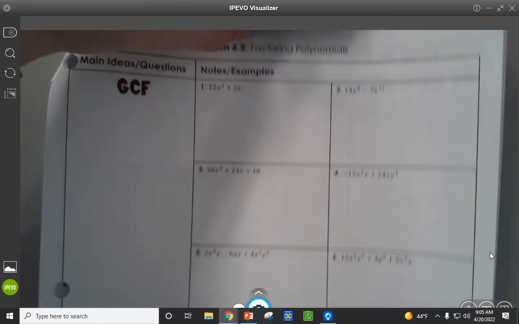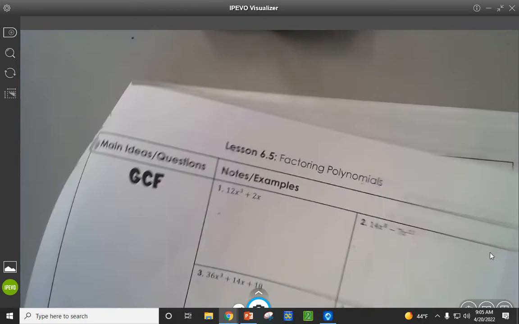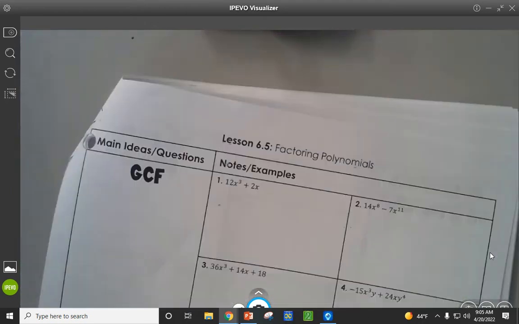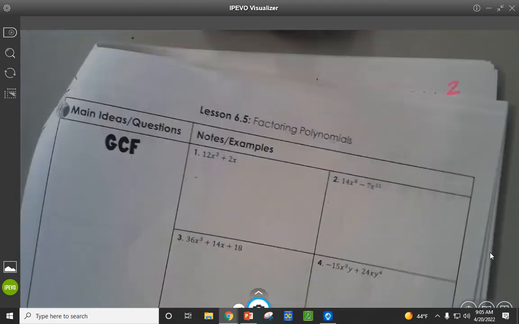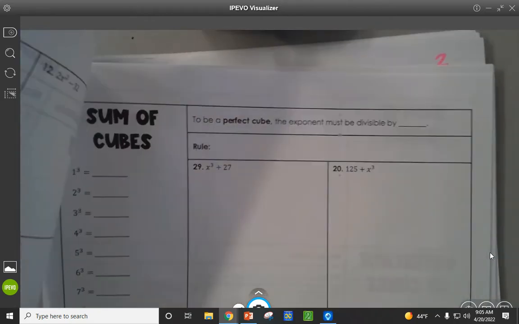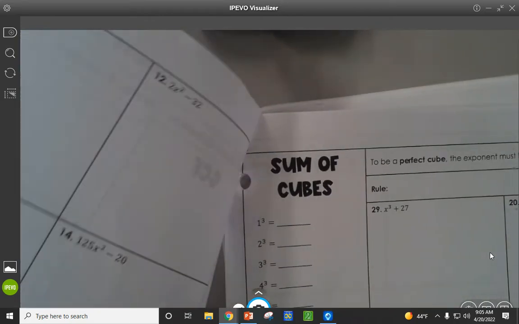This lesson is really long. As I said, it's several pages. And we're just going to take it one day at a time. We're just going to start with the first and back page today.